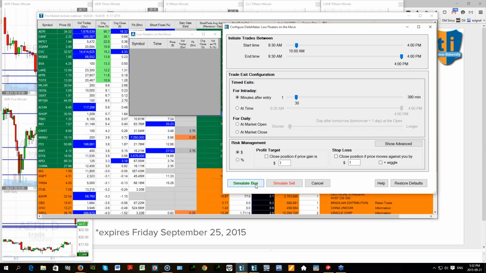I'm not going to run it. I mean, I could try to run it. I have no idea. This is not an optimized strategy at all. This is my low floaters on the move. It's not an optimized strategy. This is something that I like to watch. But in essence, that's all you're doing.